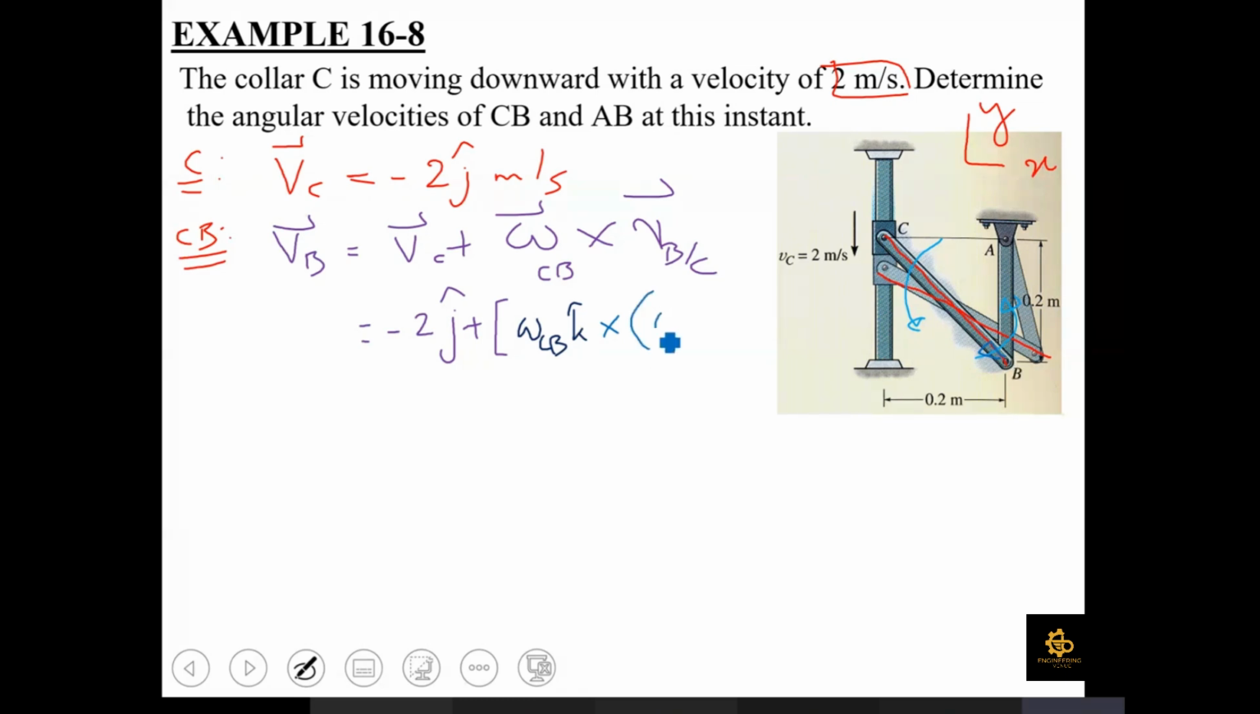So it is going to be 0.2 I minus 0.2 J. So this is going to be the relative position of B with respect to C. Is this point clear to all of you?